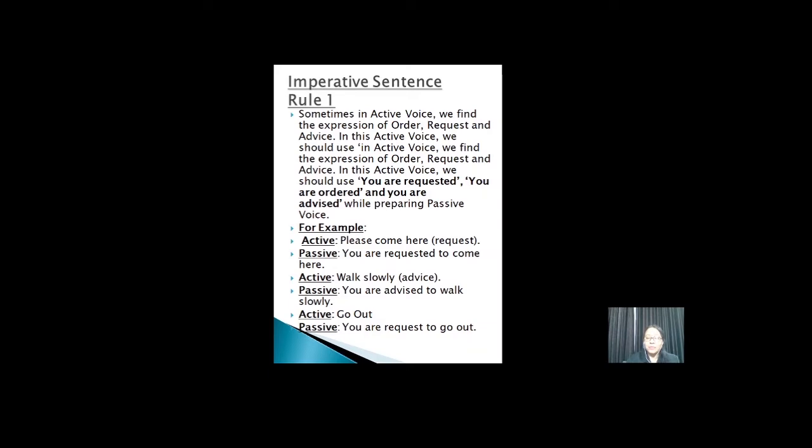Again we have an example. Active: Please come here. When "please" and "kindly" come, it makes the sentence a request. So we can use here: You are requested to come here. Second, "Walk slowly" is advice. Passive: You are advised to walk slowly. "Go out." You are requested to go out. Here it will be "requested." Okay, a very small mistake is there. Requested.